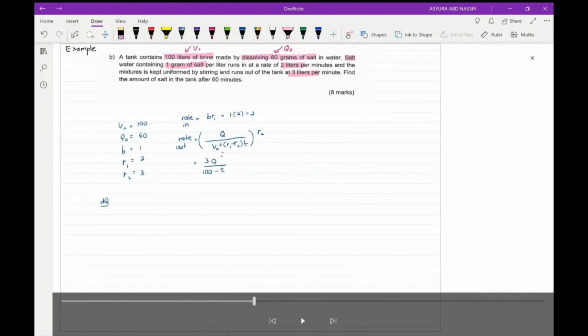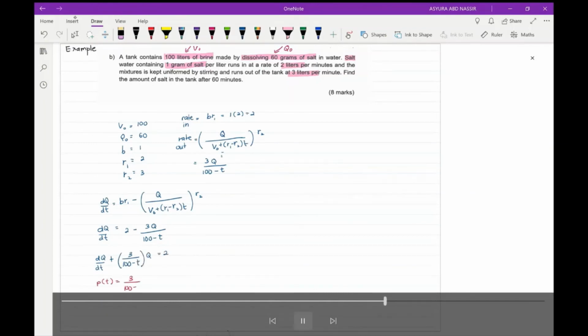Continue, substitute in your formula. So dQ/dt is BR1 minus Q over V naught plus R1 minus R2 T, times R2. Substitute all the terms that we have. So dQ/dt is 2 minus 3Q over 100 minus T. And write in the form of linear equation. So we have dQ/dt plus 3 over 100 minus T times Q equals 2. So your P will be 3 over 100 minus T and your Q will be 2. So this is your P and this is your Q.